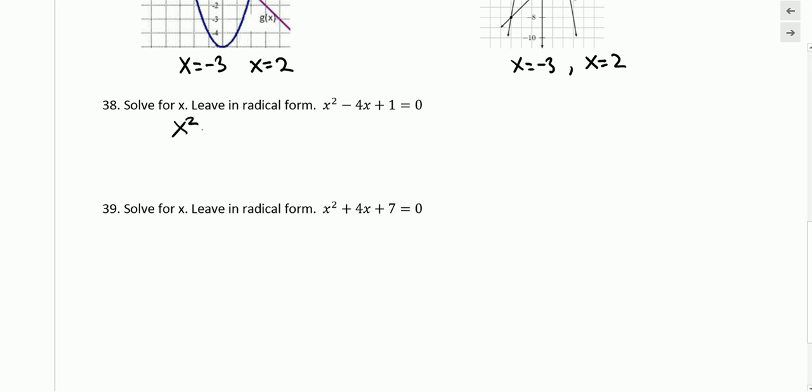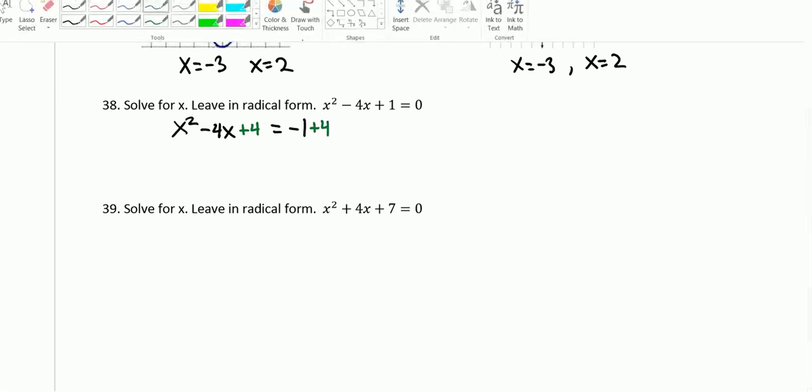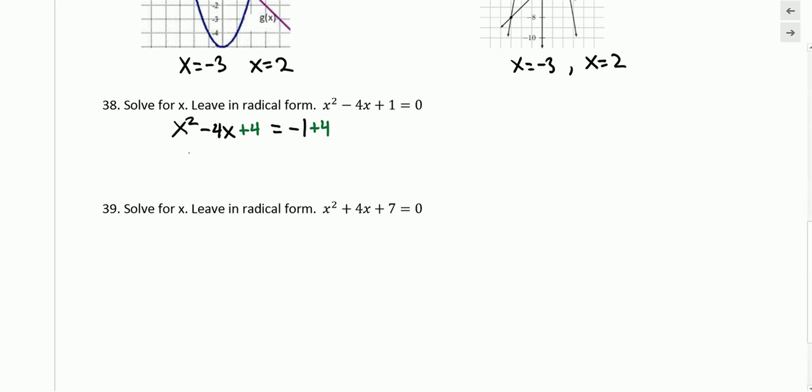To complete the square, you want to add 4 to both sides, because you take half of negative 4 and square it. Factor the left side. Take the square root of both sides and add 2.